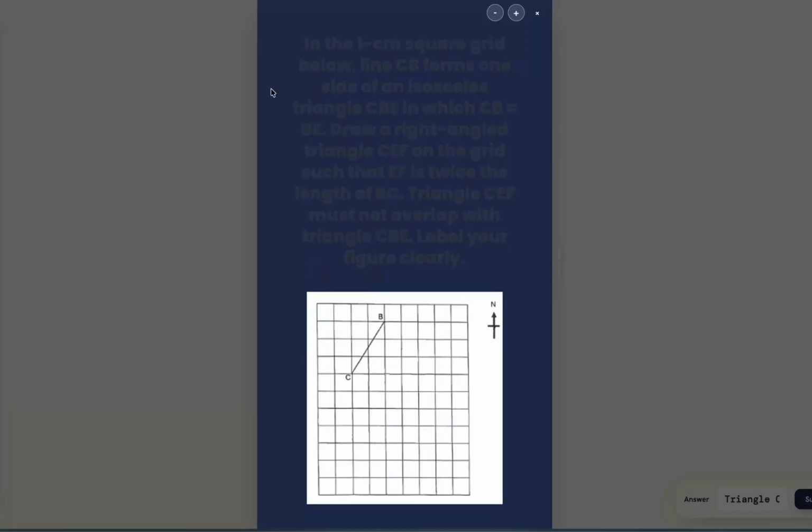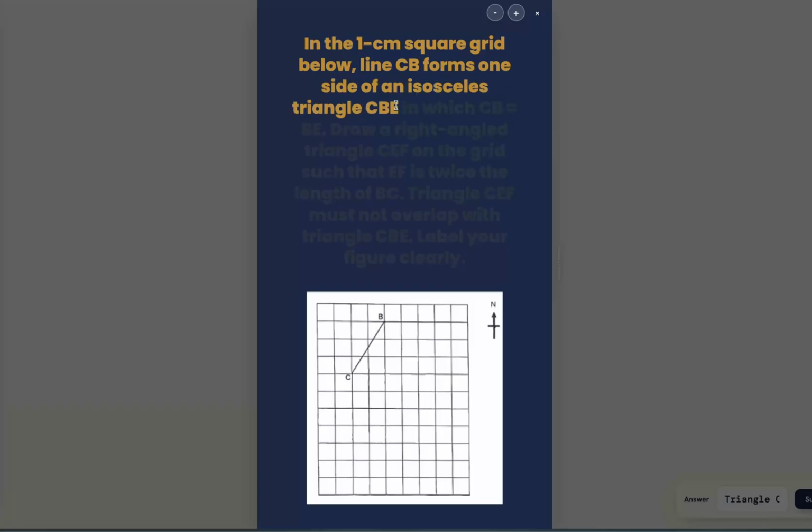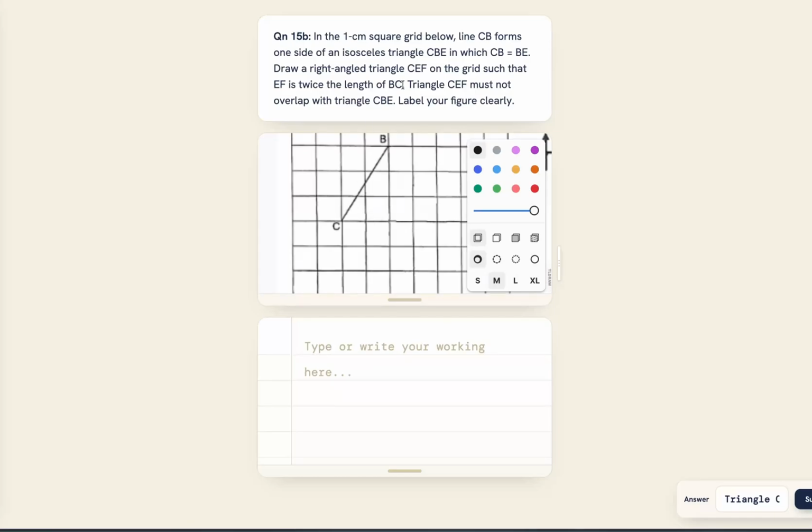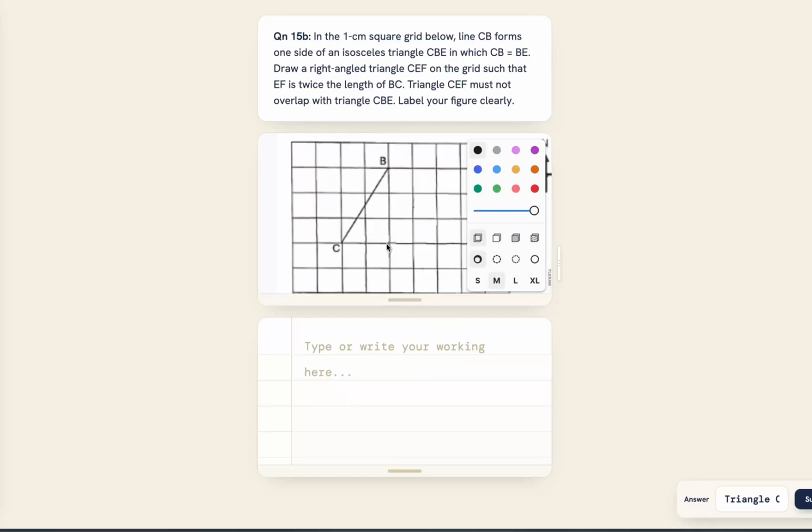Question 15, part B. In the 1 centimeter square grid below, line CB forms one side of an isosceles triangle CBE, in which CB is equal to BE. Draw a right angle triangle CEF on the grid such that EF is twice the length of BC. Triangle CEF must not overlap triangle CBE. Label your figure clearly. Alright, so we know that CB is equal to BE. So what does that mean?